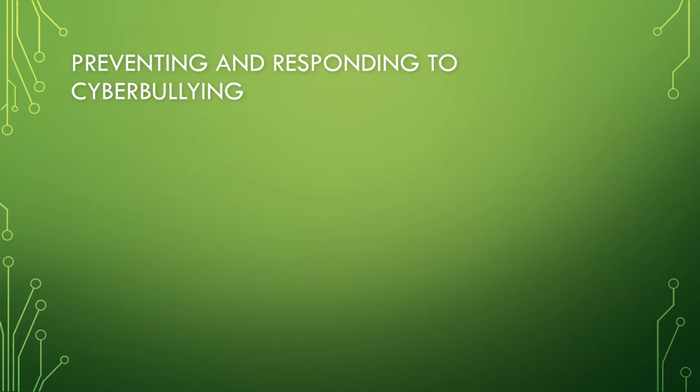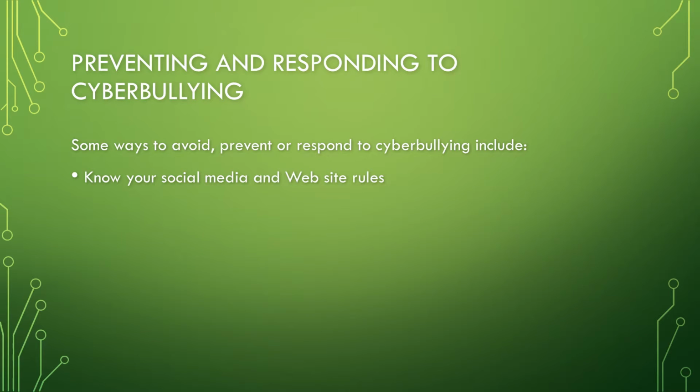So what can you do to prevent being bullied online? Or if you are bullied, what can you do to respond to those activities? Well, there are a few different ways to avoid, prevent, or respond to cyberbullying, and some of these include knowing your social media and website rules. In this way, if somebody violates the rules of, for example, Facebook or Twitter or any other social media site or message forum you might be using, then you will know how to report those people or block them and prevent them from continuing that activity.